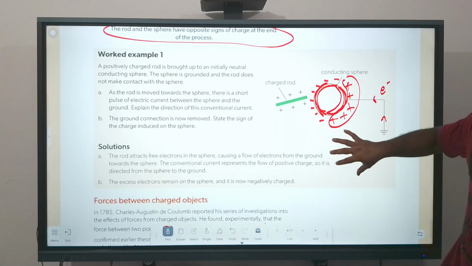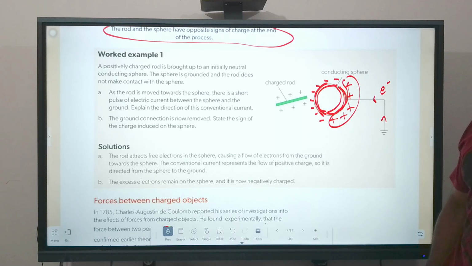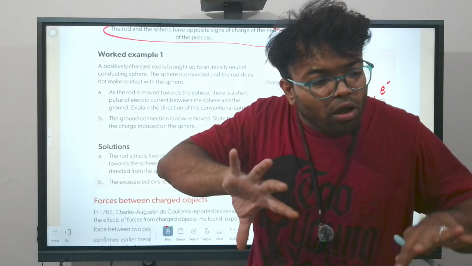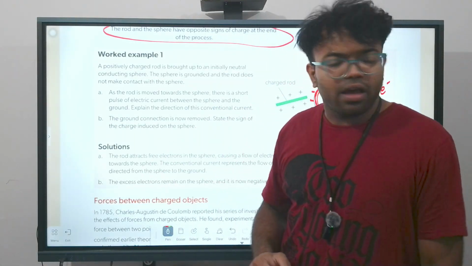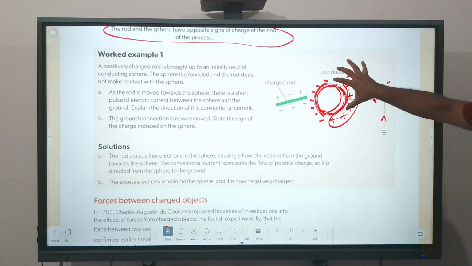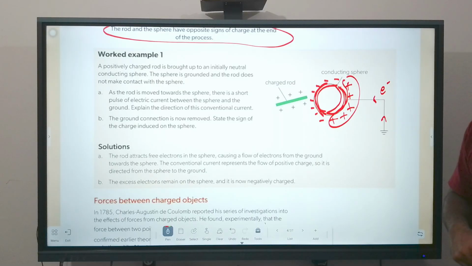The ground is now removed. State the sign of the charge induced on the sphere. What will be the charge induced on the sphere? An overall negative charge, right? There will be an overall negative charge in the sphere because you have neutralized the excess positive charge that was created.